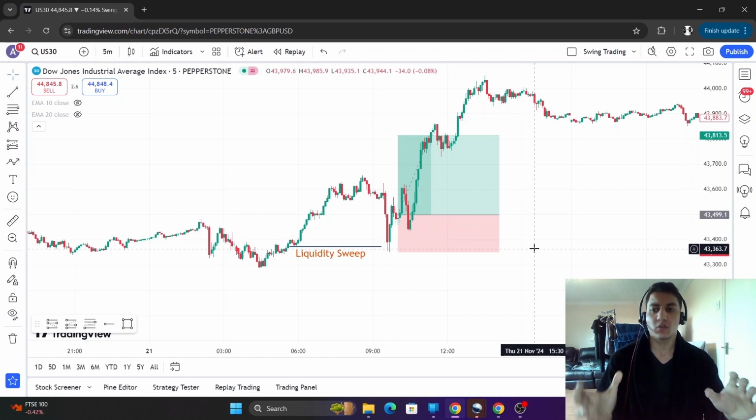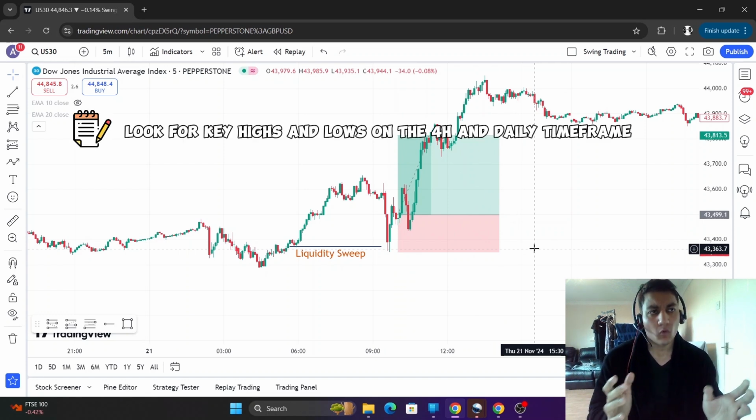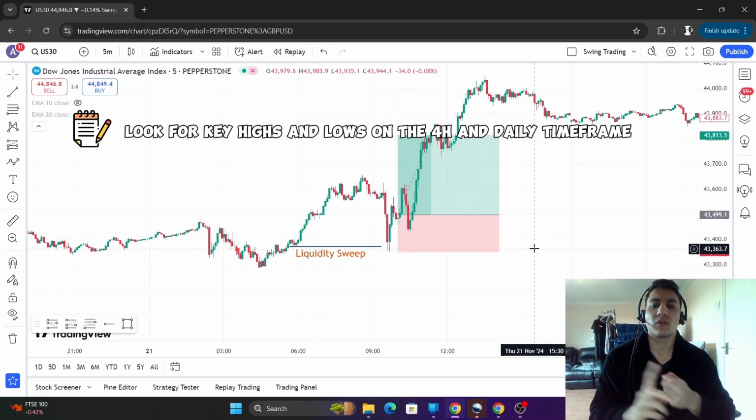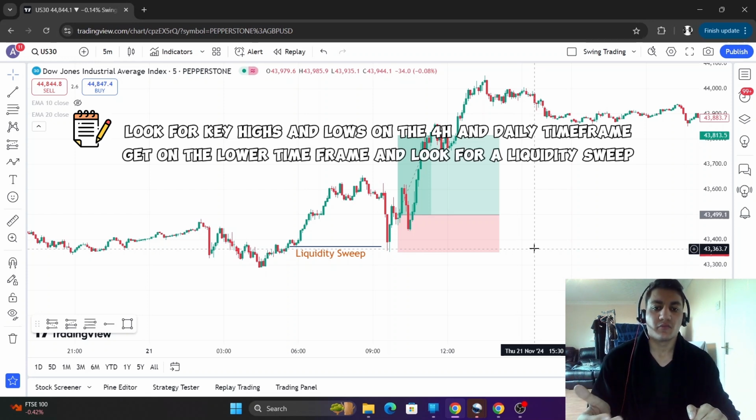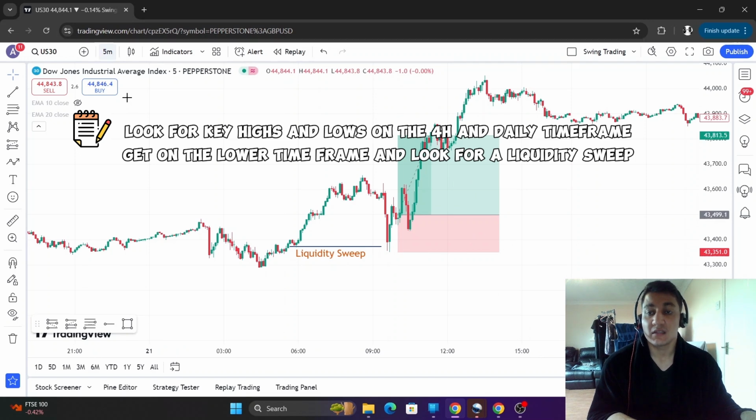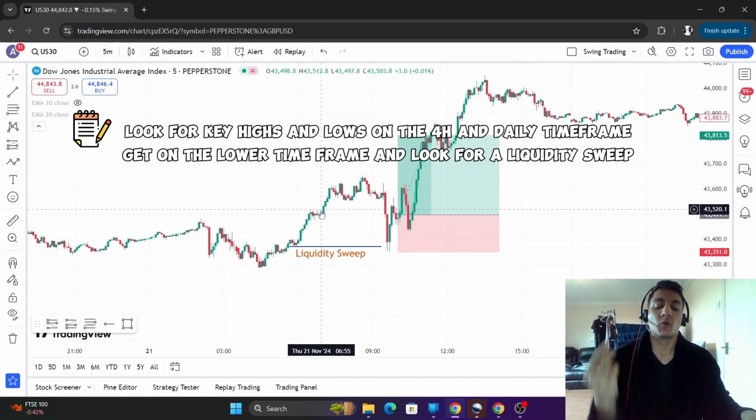But to summarize, what you want to do is get the daily chart or the 4-hour chart, and look for key highs or key lows that price is going to go for. That is your key liquidity pool. Then you're going to get into lower time frames. It can be the 5-minute, the 15-minute, it can even be the 1-minute, and you're going to wait for a liquidity sweep.